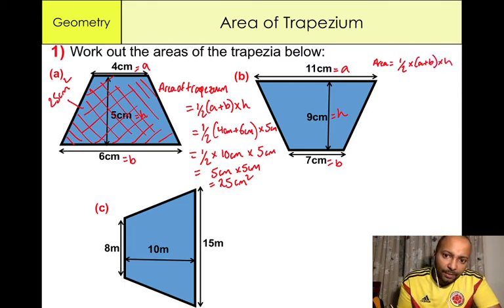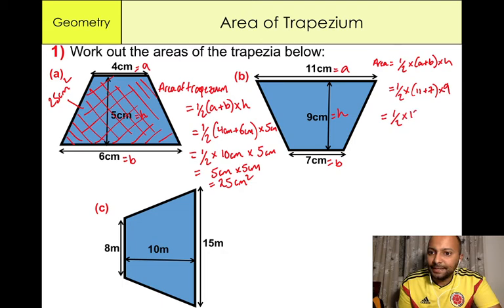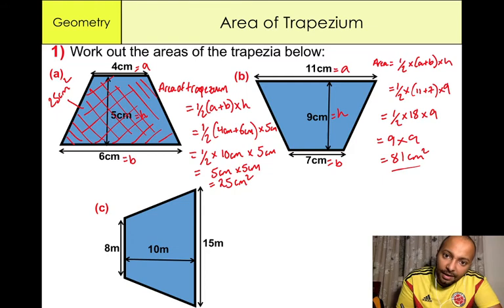We have the value of A, we have the value of B, we have the value of the H. So just plug it into the equation. So 1/2 times open brackets 11 plus 7 times it by the height, which is 9. 1/2 times 18 times 9. 1/2 of 18 is 9, so we have 9 times 9 will give us 81 centimeters squared. Okay, so the area of 1B is equal to 81 centimeters squared.